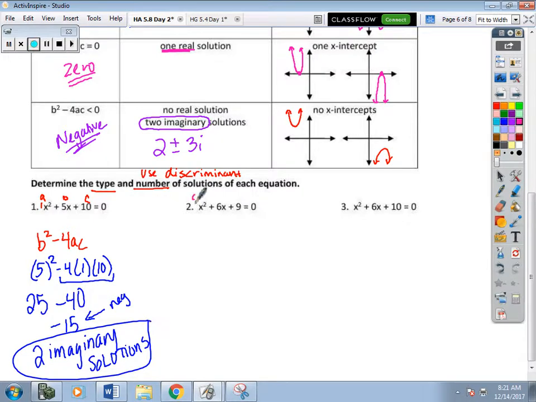Next one, we'll do the same thing. A is 1, B is 6, C is 9. You do want to make sure it's in standard form, so set equal to 0 before you identify A, B, and C. Find your discriminant.